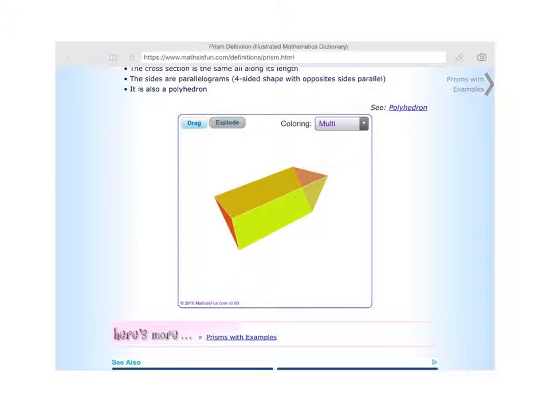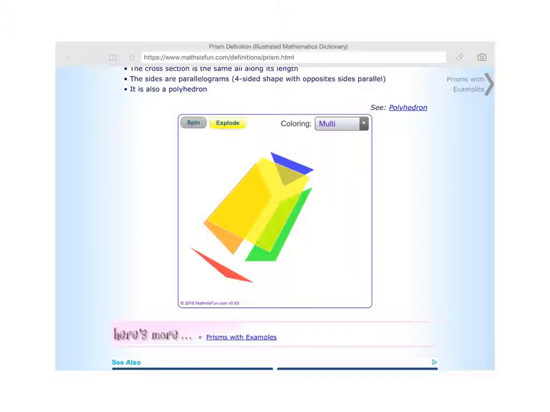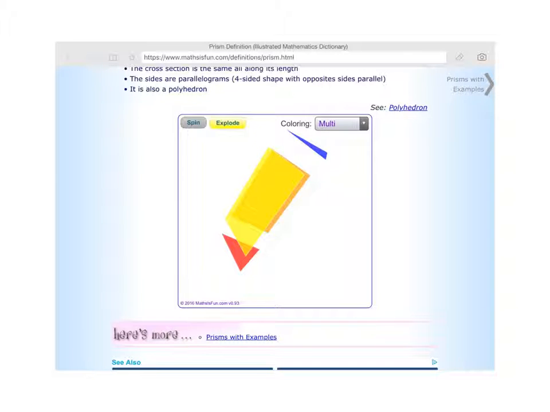I'll put this link in Schoology so that you can play with it, but this is kind of a fun place where you can look at all the different angles of a prism. You can spin it around, and you can even disassemble it so that you can see what all the parts look like.